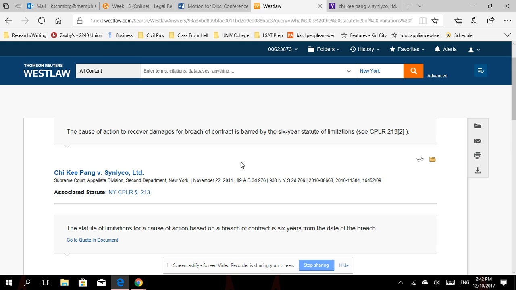I chose the first one, not to be lazy, but because it had the statute along with the case and with the answer, which is: the cause of action to recover damages for breach of contract is barred by the 6-year statute of limitations. See New York's Civil Procedure Law and Rules, Section 213, subsection 2, Cheeky Payne versus Silico Limited. And I chose this case.